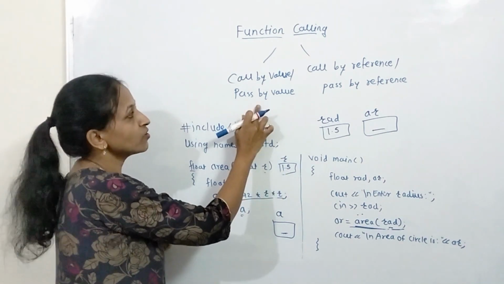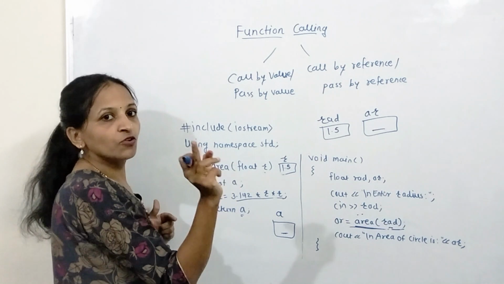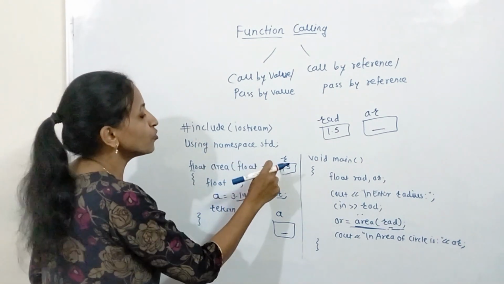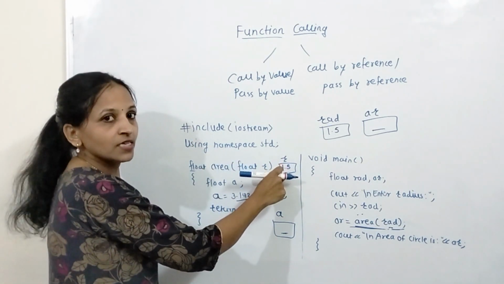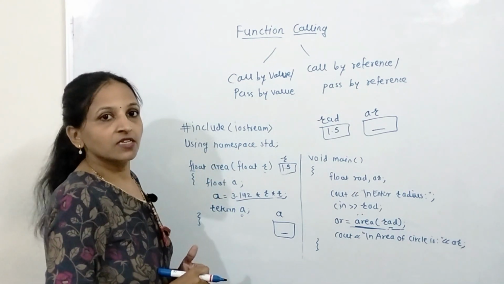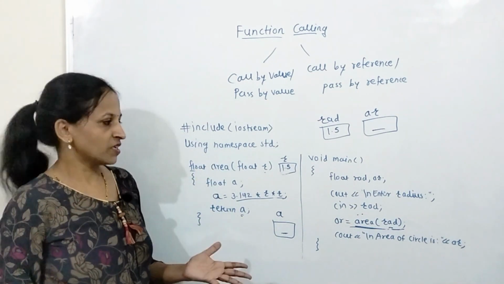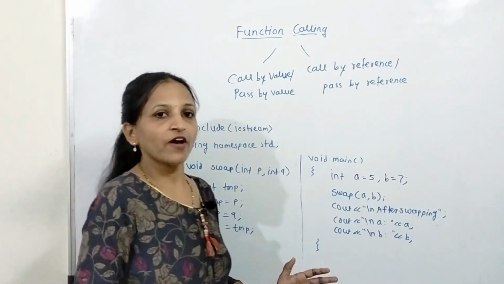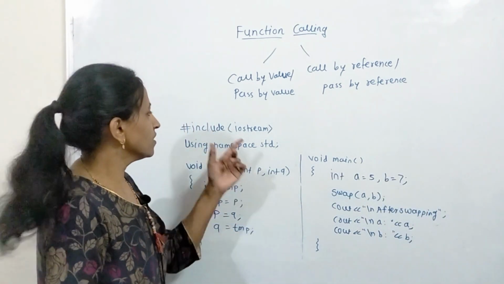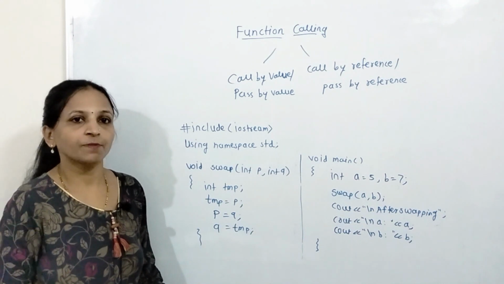Then only we can use this technique, that is call by value or pass by value. But if you want to modify this, then you cannot use this technique. For example, let's say I want to write a program to swap two numbers. This is the program to swap two numbers using function concept in C++.